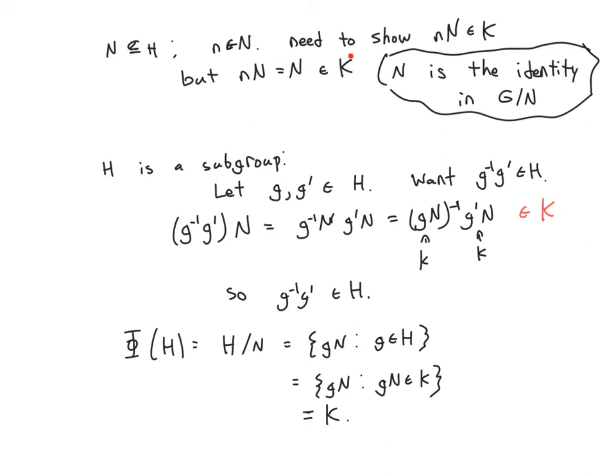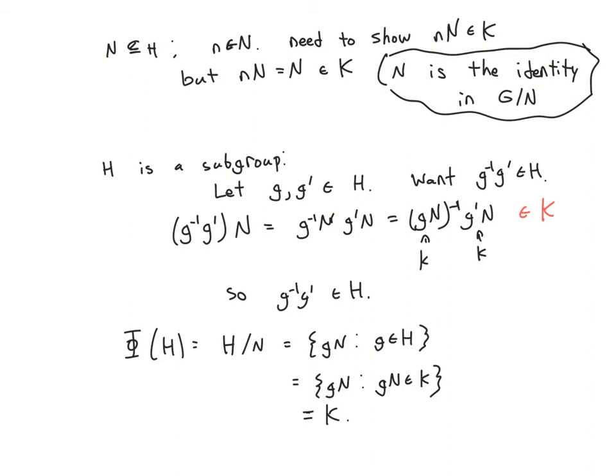And we're assuming K was a subgroup in G mod N. And subgroups always contain the identity element. And so N is an element in K. Ergo, since N is an element in K, little n is here. We see little n is in K.